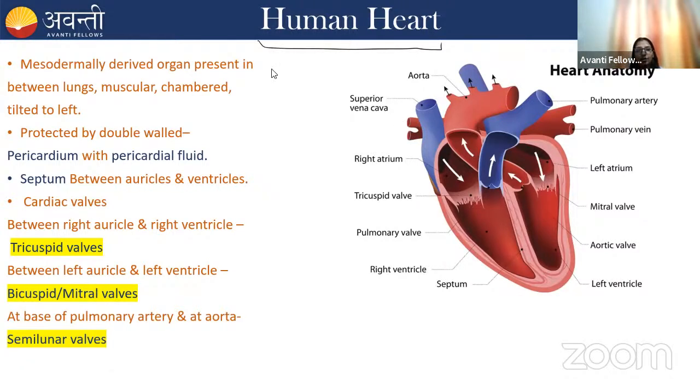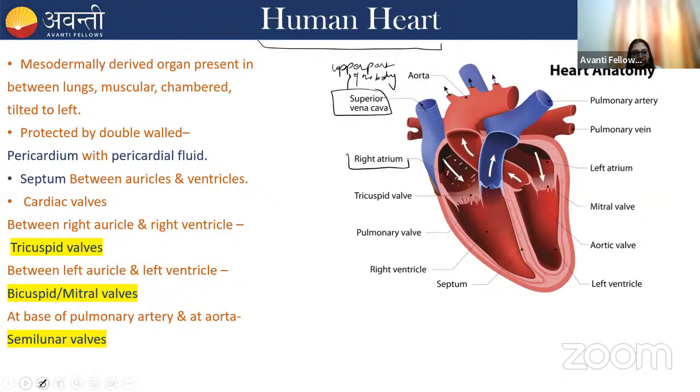Heart is mesodermal in origin. Remember this. It is located between the lungs and tilted towards the left. There is the superior vena cava. Superior vena cava receives the deoxygenated blood from the upper part of the body and transfers it to the right atrium. Okay? So it will collect the blood from the upper part of the body and transfer all the deoxygenated blood into the right atrium. All the blood will collect in the right atrium.